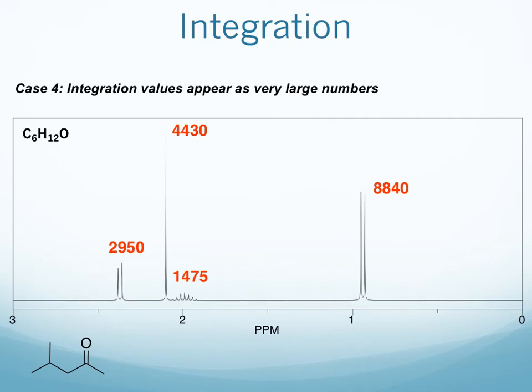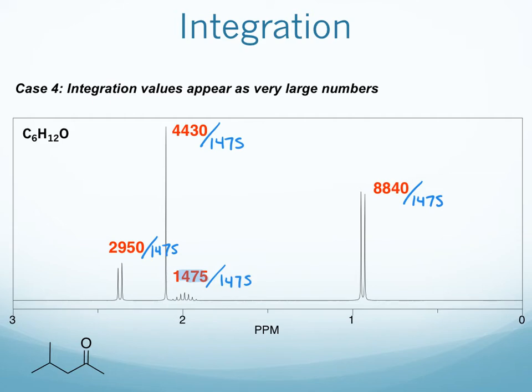This next case is very similar to the last, where we have integration values that we need to normalize. In this case, instead of really small numbers, we have really large numbers. But it's the same basic process. What you want to do is find the smallest value, which in this case is 1475, and divide all of these by that number. So go through and do the math.